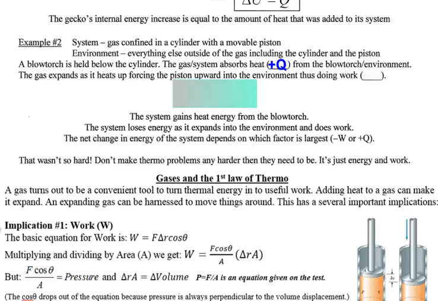From the blowtorch, right? The gas expands as it heats up, forcing the piston upward into the environment and thus doing work. We have a physical object moving, so it's doing work. Our object is going to lift something, so our system is going to lose energy, right? Because it's giving it to someone else, and that's why it's negative work. It's given energy to the piston, essentially.